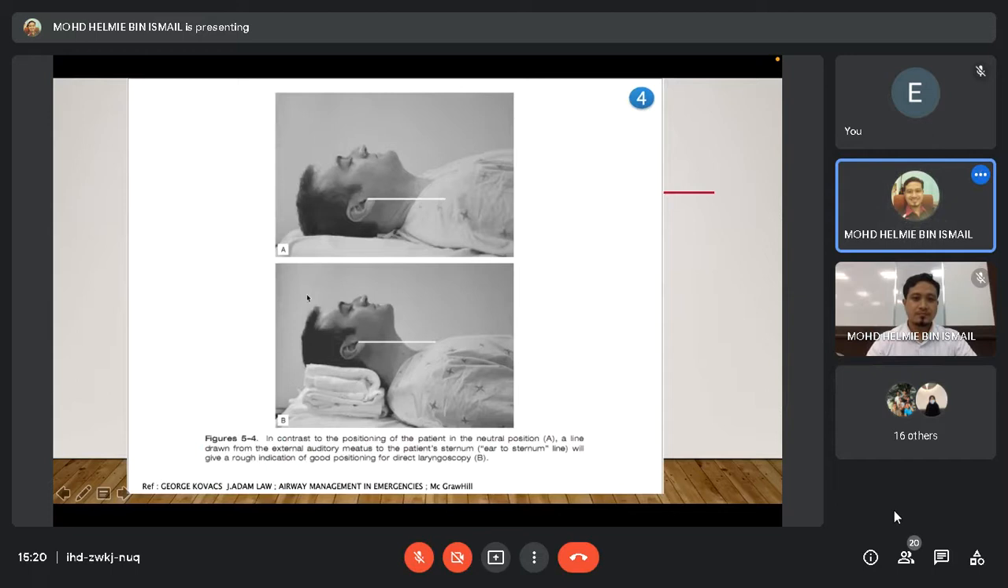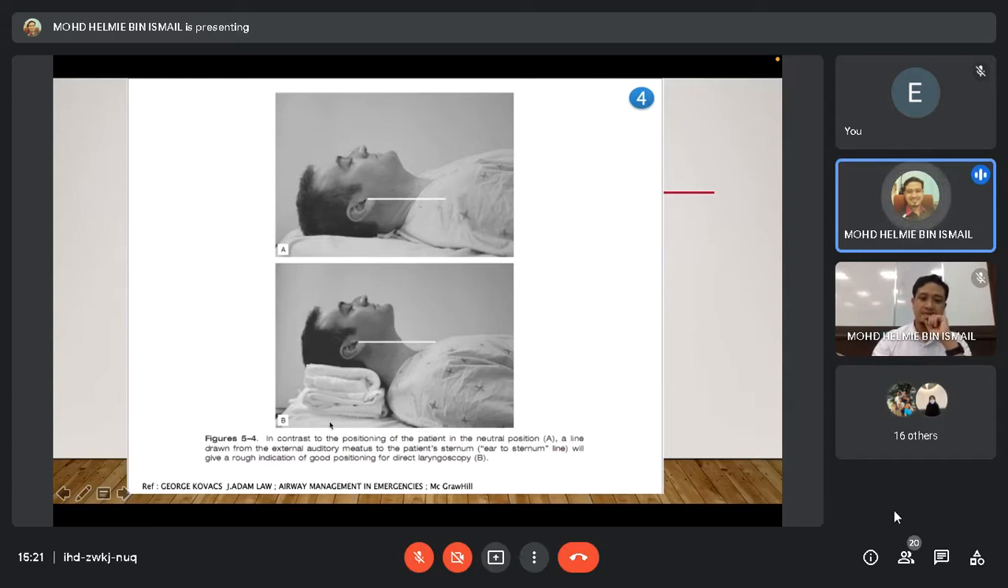So this one is position. How do you position the patient for intubation? Basically, you need to put the patient in the sniffing position, which is to flex the neck and then hyperextend the head. You need to put the trachea at a similar level to the sternal angle. The sternal angle is at the level of the trachea. This is the correct technique.